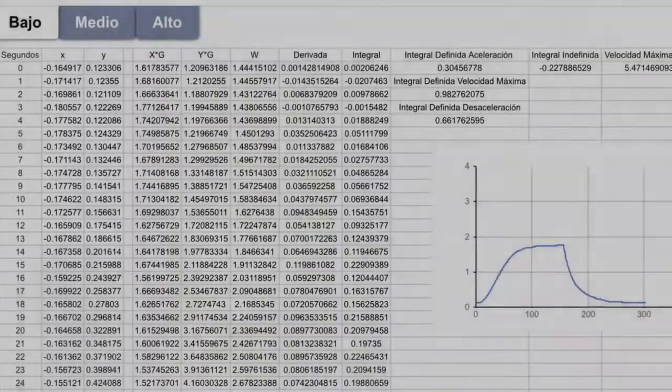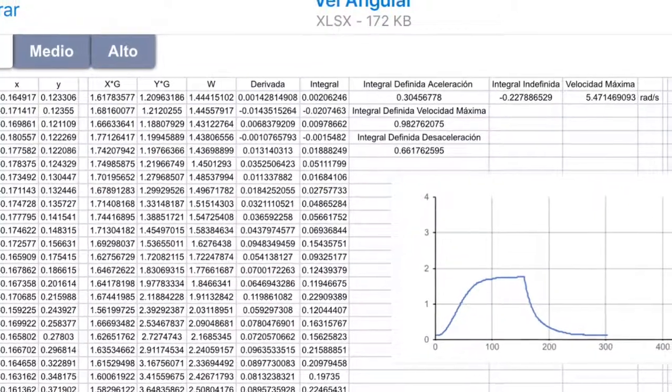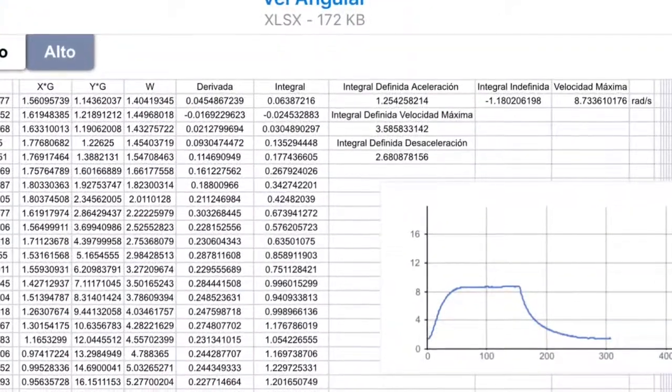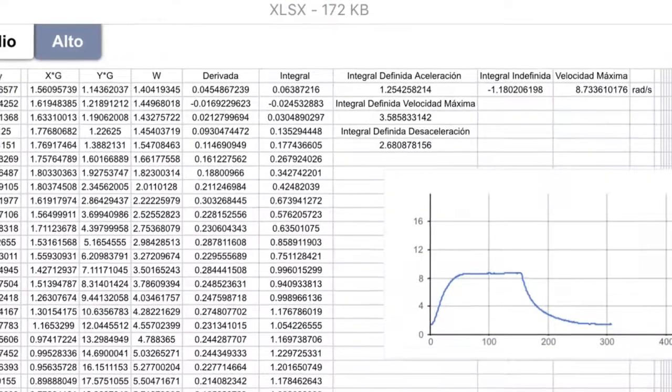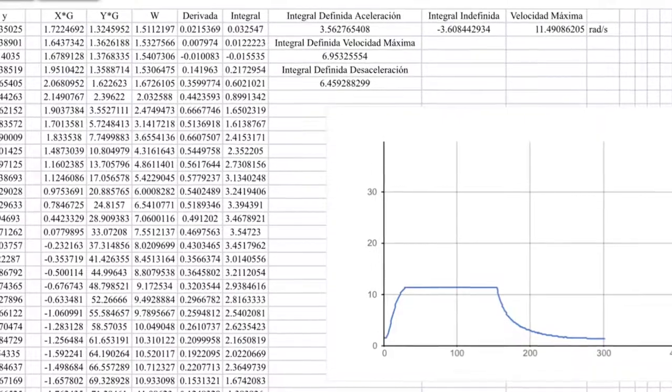Then here we have the angular velocity of the lowest level of the fan. Then here we have the medium level of the fan, the integrals. And finally we have the highest level of the fan, the integrals here.